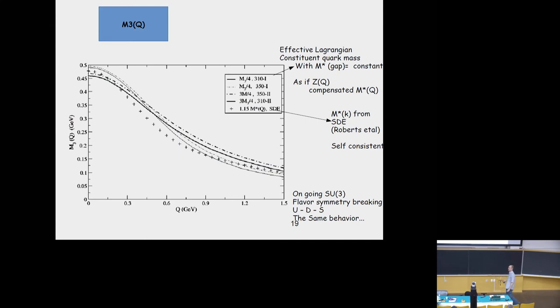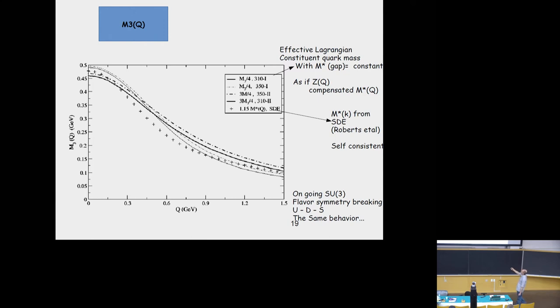So this is the constituent quark mass from the Lagrangian, M3. And here I compare all these figures for the two propagators and two values of the gap effective mass, 310 and 350. I compared all these lines with this plus sign here. This is a solution from the Schwinger-Dyson equation. So it's a very sophisticated solution at the rainbow ladder approximation, but the constituent quark mass still has the same strength as this Schwinger-Dyson solution. There are some problems with normalization here because of the definition of M3, but the behavior is quite similar.